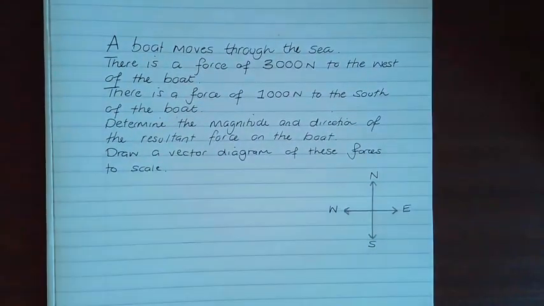So this is the same question. So we've got a boat moves through the sea. There is a force of 3,000 newtons to the west of the boat, and there is a force of 1,000 newtons to the south of the boat.